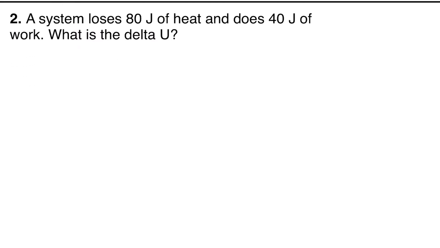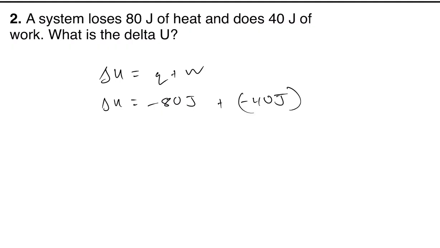Let's try one more problem. A system loses 80 joules of heat and does 40 joules of work. What is delta U? Delta U is going to be equal to Q plus W. Delta U is going to be equal to negative 80 joules plus negative 40 joules. Since it does 40 joules of work, that means it's losing 40 joules. That's why it's negative 40 joules. So delta U is going to be equal to negative 120 joules.